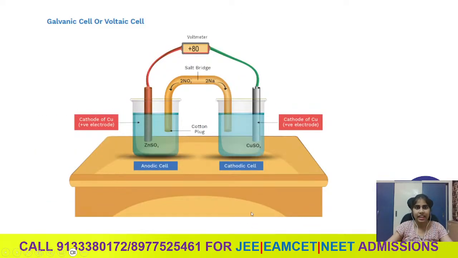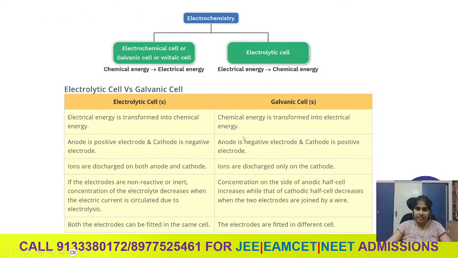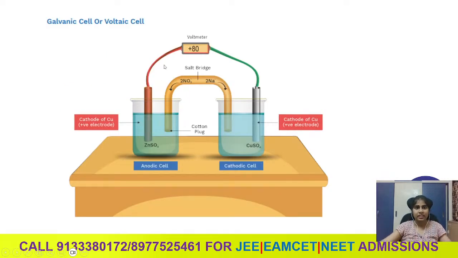So this is a galvanic cell or voltaic cell. As we have seen the differences regarding both these cells. See, in a galvanic cell we are taking two different containers. Both are joined by a voltmeter. Both these electrodes are connected by a voltmeter, and to balance these concentrations we have used a salt bridge.